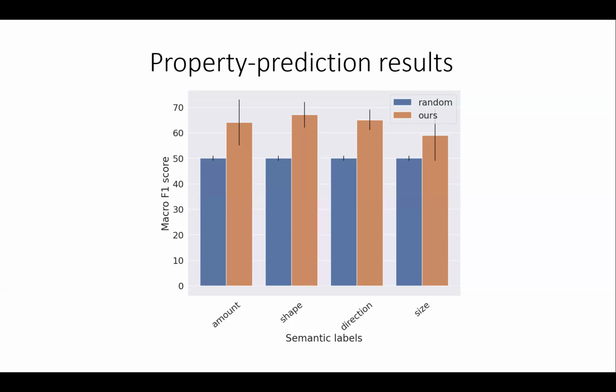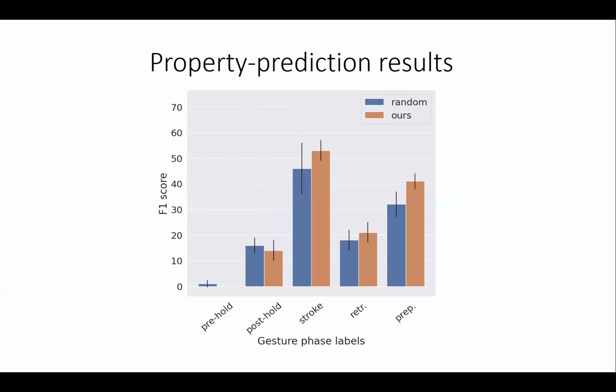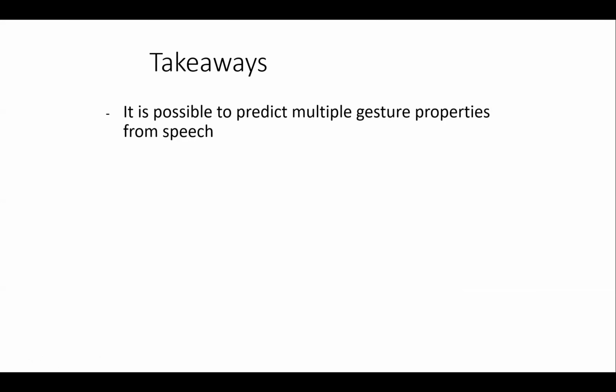Because if we have a bunch of gestures that don't mean anything and we make 40% of them meaningful, that's a huge difference in terms of the utility of that system for a user. And we can predict stroke reasonably and prep reasonably, preparation, which are the two kind of most important phases. The others are more kind of at chance level. So the takeaway was that it is possible to predict some of these properties from speech.